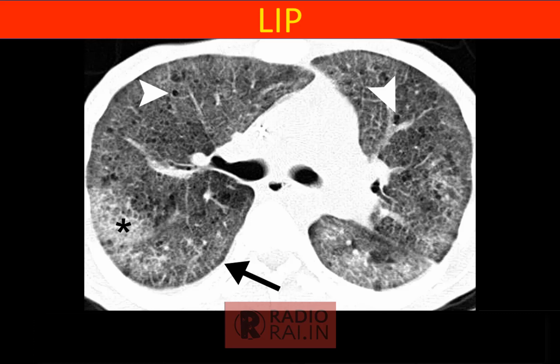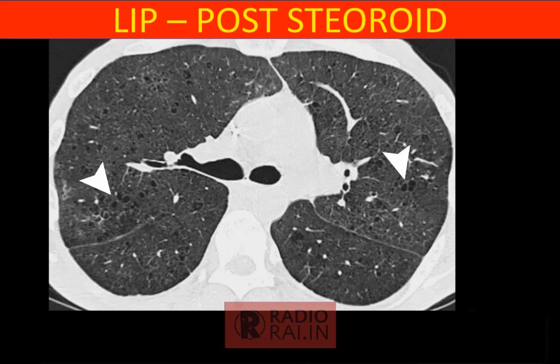Now, if I give steroid to this patient, see how the patient improves suddenly, and then we can see the perivascular cystic spaces. You can see a vascular dot here, and adjacent to that is a cyst. Like this, we can see the cystic spaces in LIP.